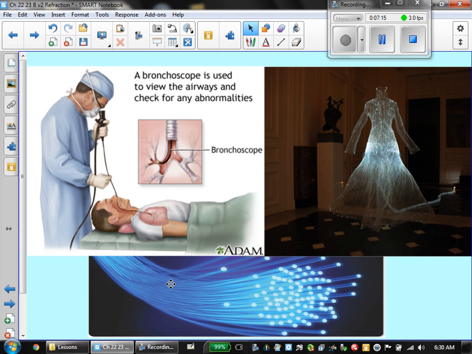Here's a bizarre artwork dress made out of fiber optics. They plug it in and you have fiber optic material. I don't recommend wearing that dress, however.